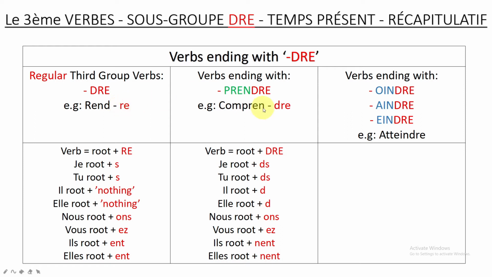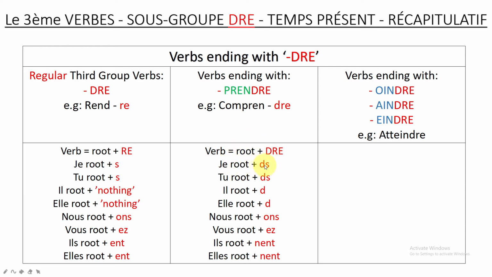Now let's look at the second subgroup. For any verb ending with PRENDRE, to obtain the root this time, see what we'll do. Here to obtain the root, we are removing DRE, but for the regular verbs, to obtain the root, we are just removing RE. This is very important. We need to pay attention. For verbs ending with PRENDRE, to obtain that fixed part, we need to remove DRE, but for verbs ending with only DRE, we remove only RE. Now let's come back to PRENDRE. We are going to remove the DRE.